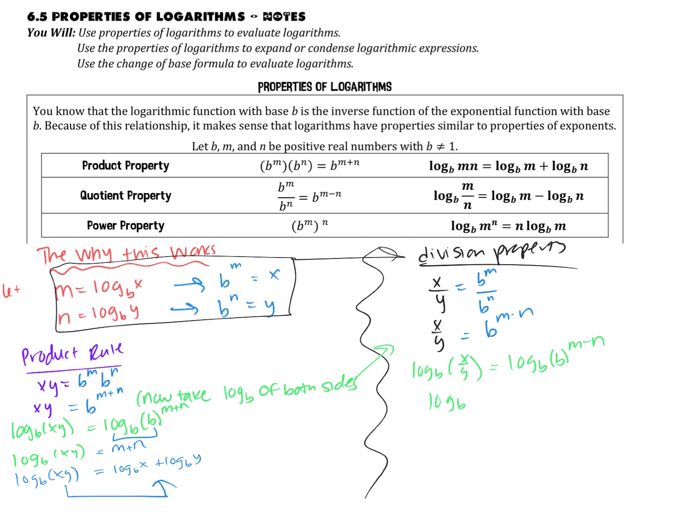This side is going to remain the same. And on this side, this is the identity, so we are left with m minus n. And what were m and n originally? They were our log statements, right? So this is log base b of x minus log base b of y.